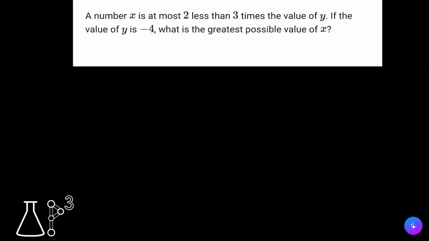Okay, now we're going to do hard questions. A number x is at most 2 less than 3 times the value of y. If the value of y is -4, what is the greatest possible value of x?